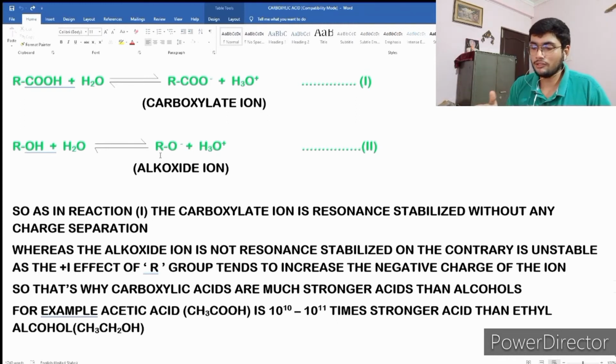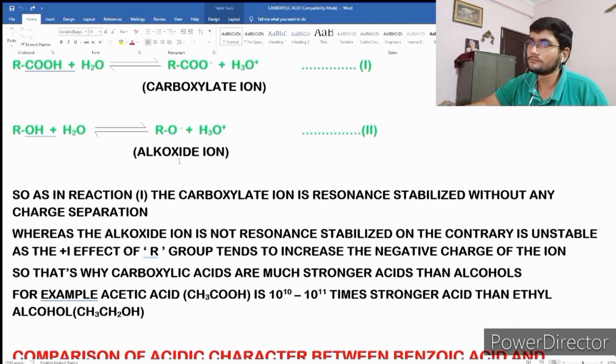That is, it shifts its sigma bond towards the next atom. That means this R will shift its sigma bond electrons towards the oxygen, and that will intensify the negative charge on it. When it intensifies the negative charge, its energy rises, which means its stability decreases. So the conjugate base is quite unstable in the case of alcohol. This implies why carboxylic acid is a stronger acid than alcohol in the case of aliphatic, that means the alkyl group is a straight chain.